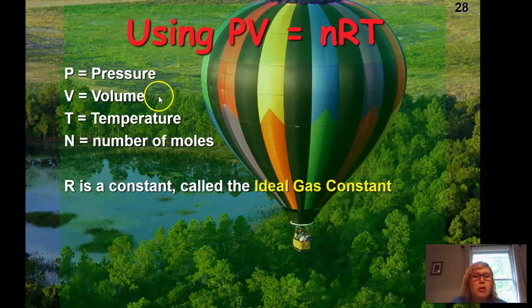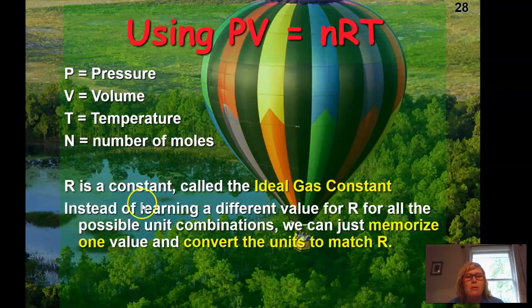So P is pressure, V is volume, T is temperature, n is the number of moles, R is a constant called the ideal gas constant. Now, there are actually several different ideal gas constants because the ideal gas constant is based on the pressure units. Your pressure could be in ATM, it could be in mmHg, it could be in PSI. However, for the sake of ease, we are going to use one constant. So instead of learning a different value for R for all of the possible unit combinations, we can just memorize one. And you're not going to memorize it, you're going to have it with you.